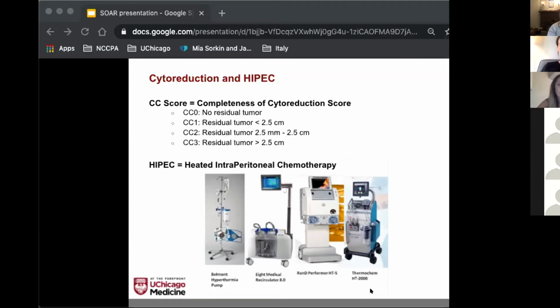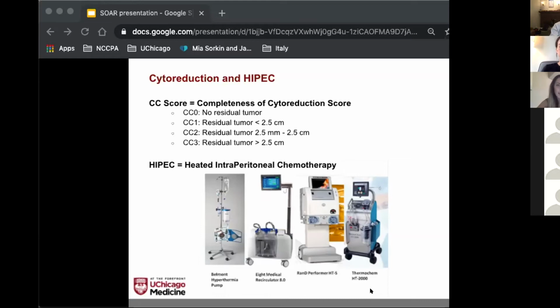And so when we communicate this to our oncologic colleagues, as far as the completeness of our ability to remove tumor, we use the CC score, the completeness of cytoreduction score, with a CC 0 being our ideal optimal outcome where we leave no visible tumor remaining. But we can also categorize if there is residual tumor in this way, using CC 1 through 3 to indicate that.